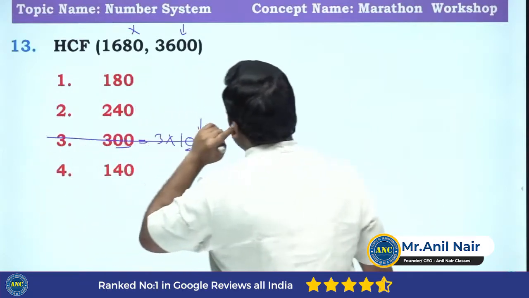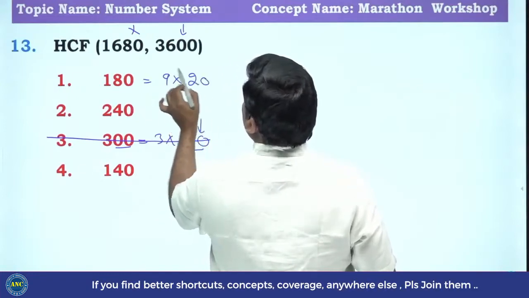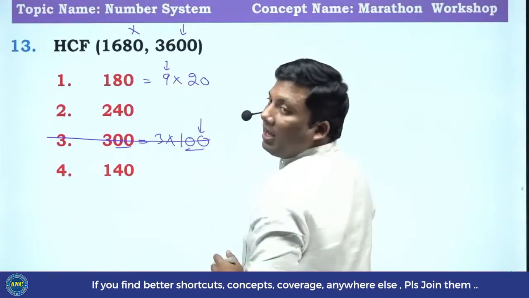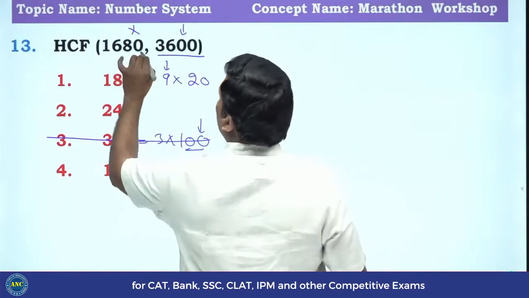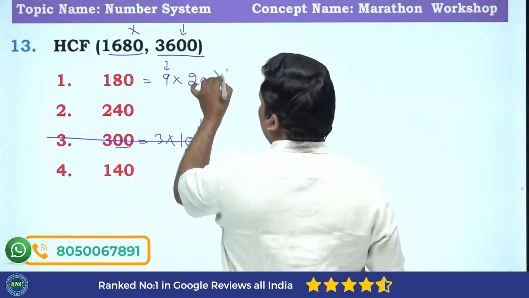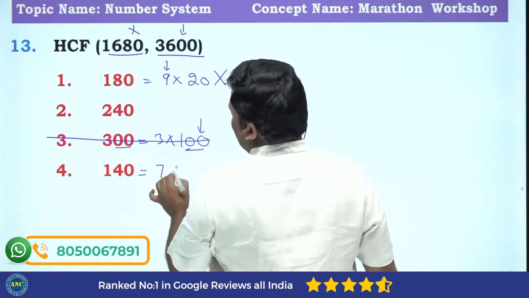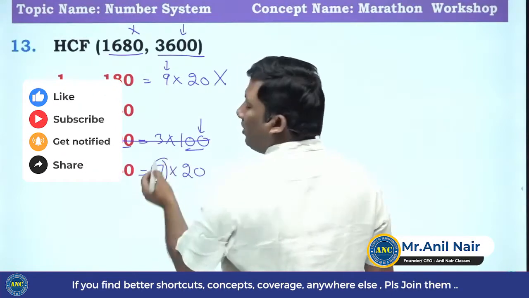300, it is out. 180, it is 9 into 20. The answer is divisible by 9. 9 means the sum of the digits should be divisible by 9. 1 plus 6 plus 8, 15. It is not divisible by 9. 140, it is 7 into 20. The answer is divisible by 7.